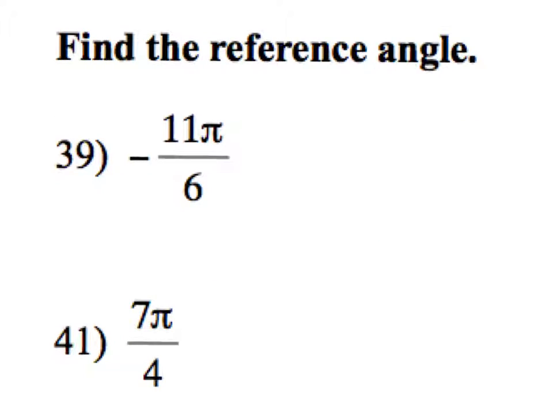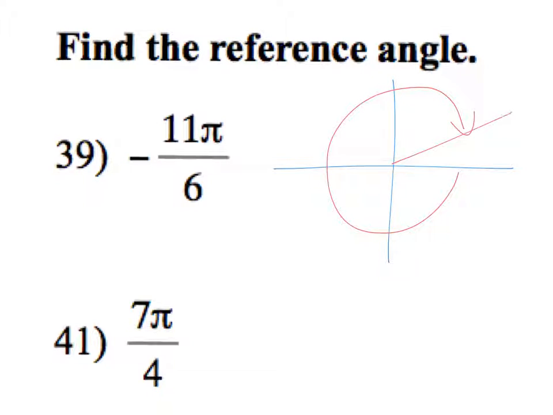Here we're going to find the reference angle. For radians, things tend to work out really nicely for reference angles. 11 pi over 6 negative is going to be all the way back here. And the reference angle happens to be pi over 6. For any of our unit circle values, the reference angle is going to be whatever that fraction of pi we're dealing with. So for 41, the reference angle would be pi over 4.